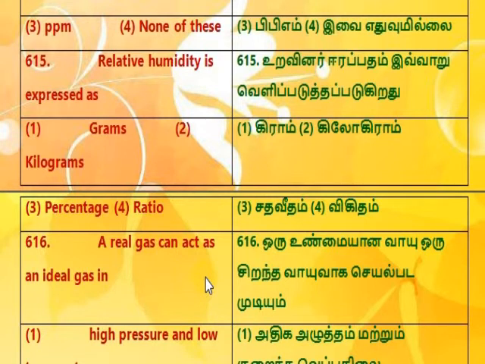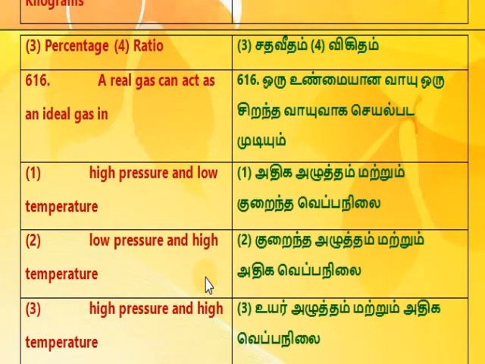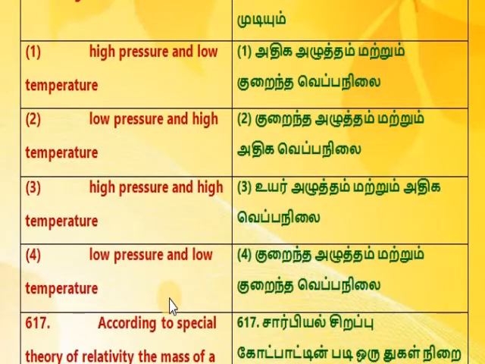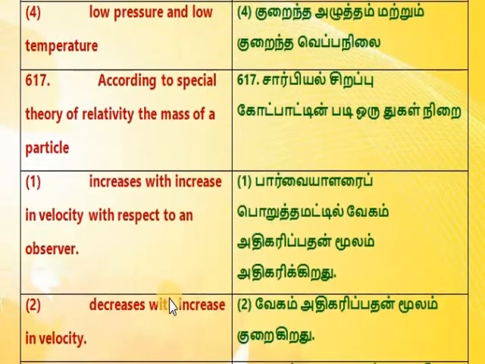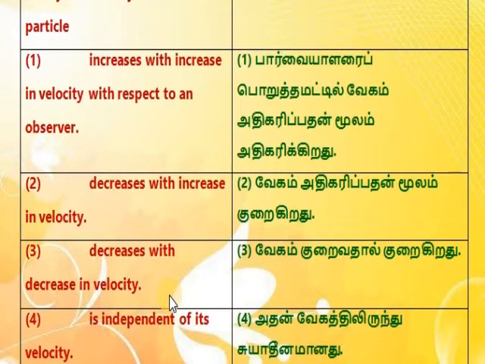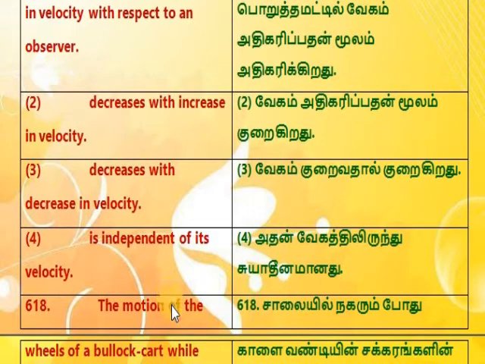616. A real gas can act as an ideal gas in: 1. High pressure and low temperature, 2. Low pressure and high temperature, 3. High pressure and high temperature, 4. Low pressure and low temperature. 617. According to special theory of relativity, the mass of a particle: 1. Increases with increase in velocity with respect to an observer, 2. Decreases with increase in velocity, 3. Decreases with decrease in velocity, 4. Is independent of its velocity.